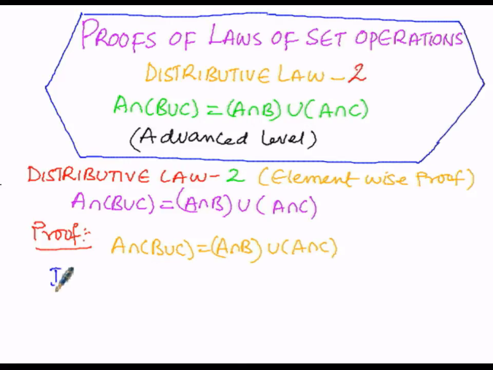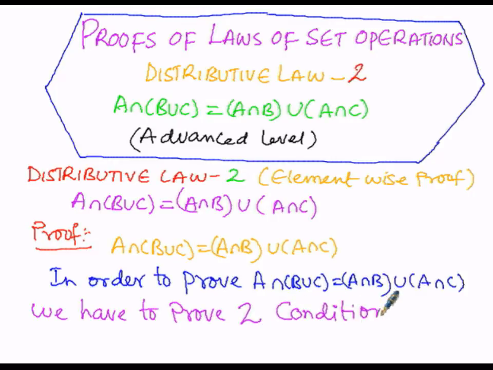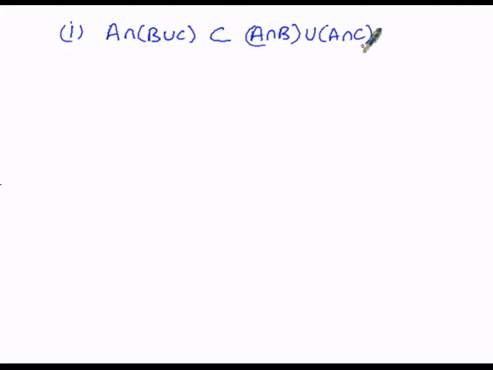Then in order to prove the condition A intersection of B union C is equal to A intersection B union A intersection C, first of all we have to prove two conditions. The first one is A intersection of B union C must be a subset of A intersection B union A intersection C. And the second case is the right hand side must be a subset of the left hand side, that is A intersection B union A intersection C must be a subset of A intersection of B union C.